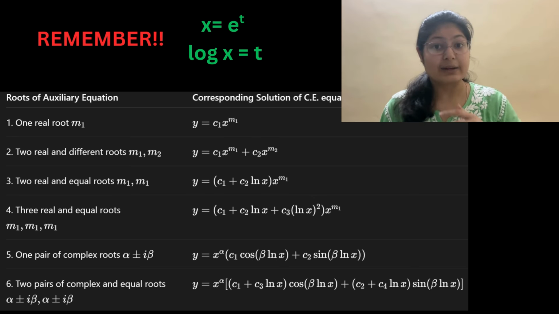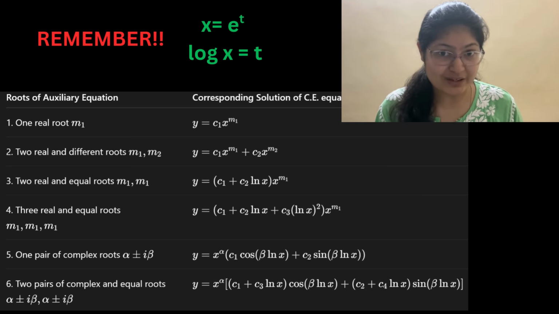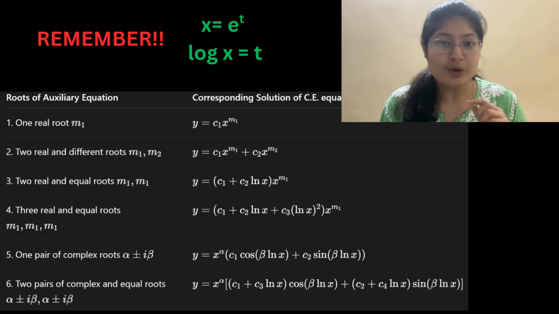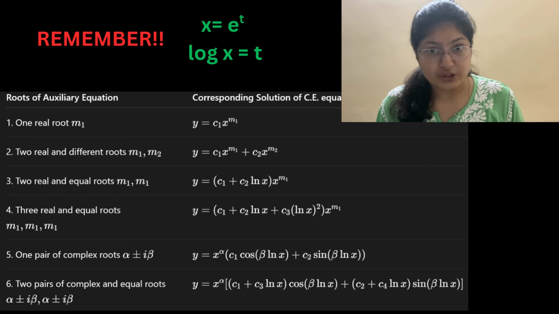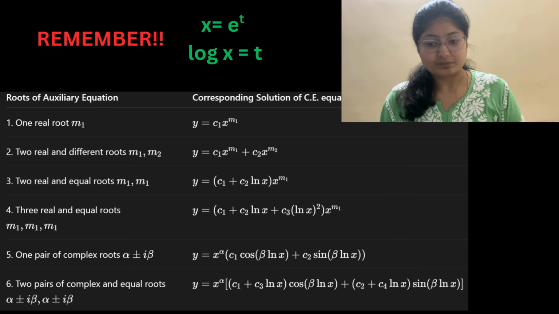Second case, repeated roots. For example, my roots are -1, -1. How will my CF turn out to be? It will be C1 plus C2 log x whole multiplied by x inverse. Now, one thing to note here, students, is that the number of roots depends upon the order of the equation, and that will decide your complementary function.